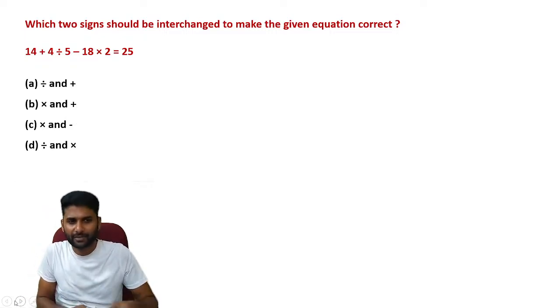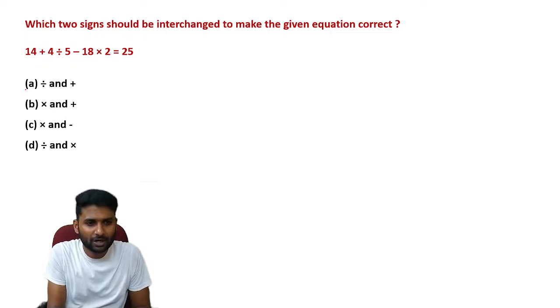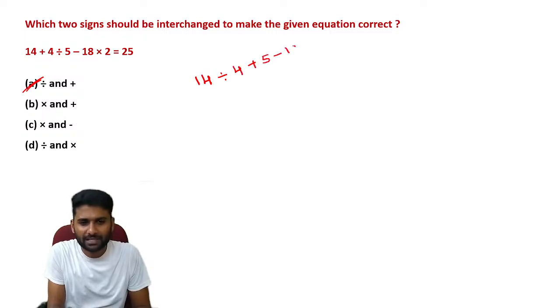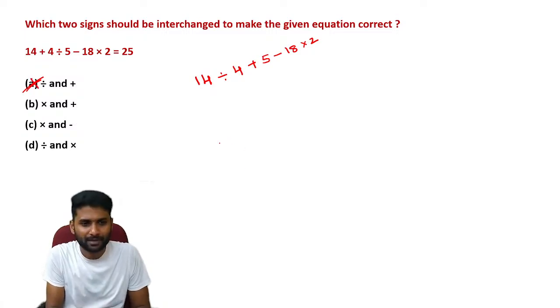Now see in this information, which two signs should be interchanged to make the given equation correct? Let's use the option verification. In A, plus should be interchanged with division and division should be interchanged with plus. Is it 25? If 14 is divided by 4, you will get a decimal value. So A is not a suitable answer. Let's check option B.